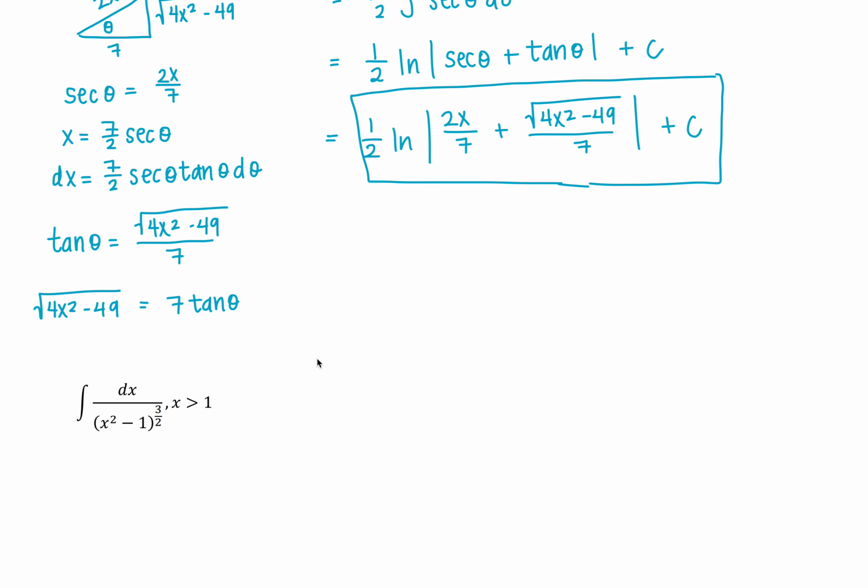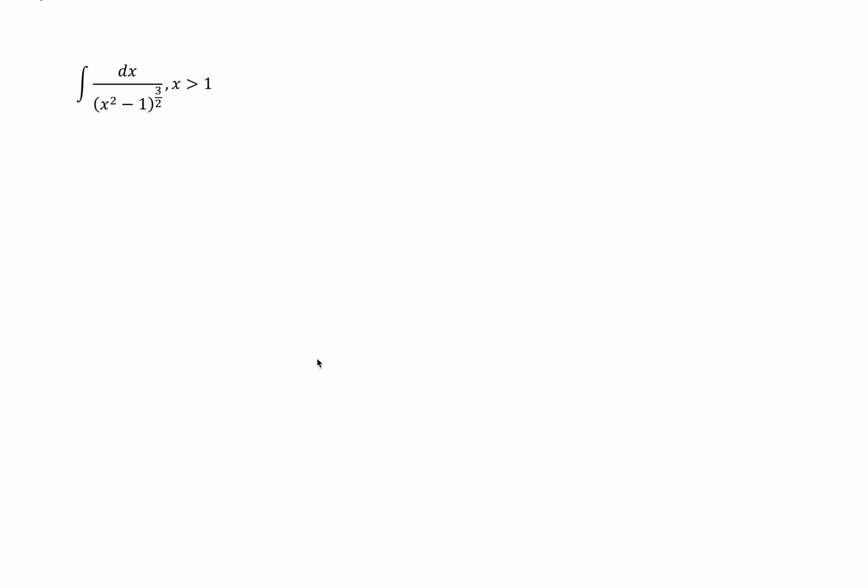Now this one, let me scroll down here. I'm going to rewrite the denominator, and I'm going to write it as x squared minus 1 times the square root of x squared minus 1. You might be like, why are you doing that? It just makes it a little bit easier when we do our substitutions. Now, that square root of x squared minus 1, that's what's going to help me with the triangle.